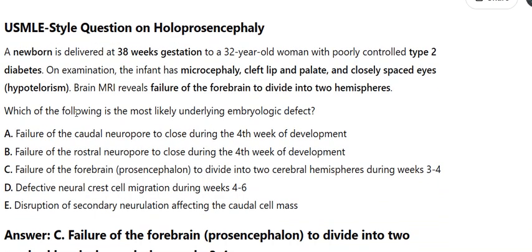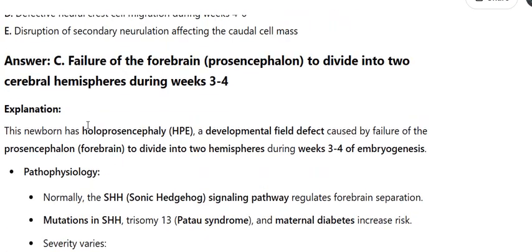Answer C. Failure of the forebrain, prosencephalon, to divide into two cerebral hemispheres during weeks 3 to 4. Explanation: this newborn has holoprosencephaly, HPE, a developmental field defect caused by failure of the prosencephalon forebrain to divide into two hemispheres during weeks 3 to 4 of embryogenesis.